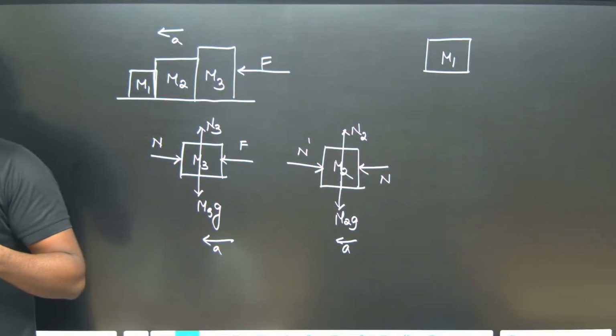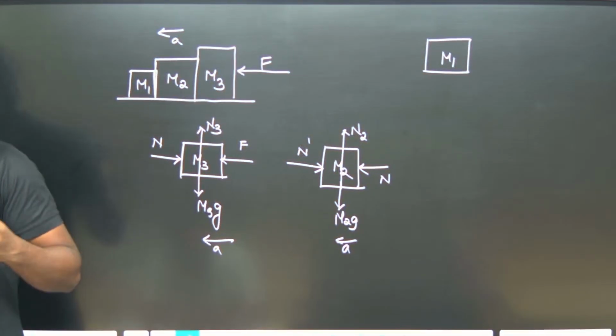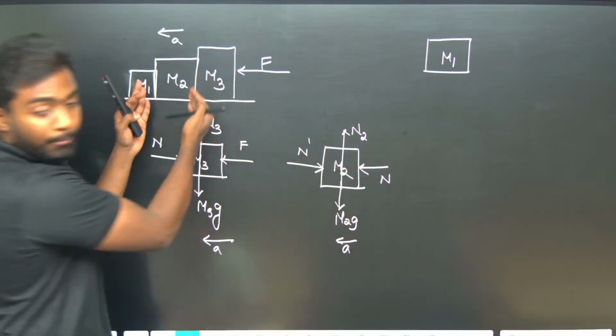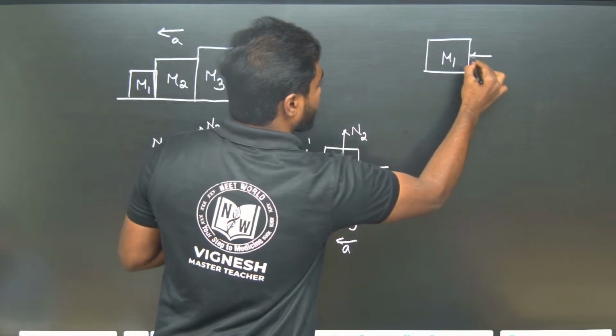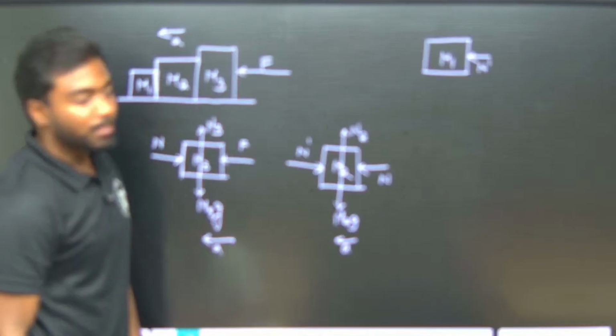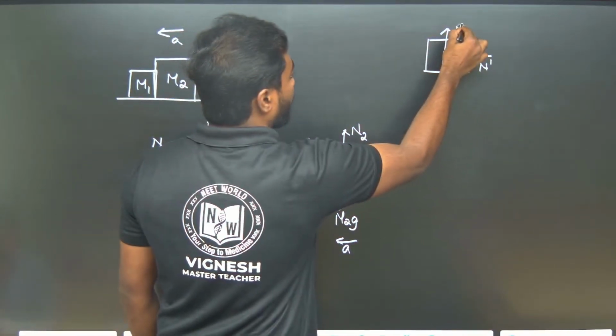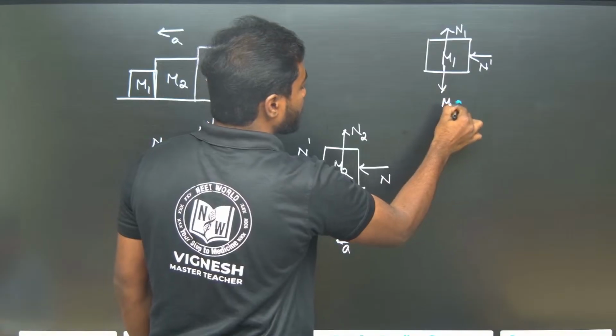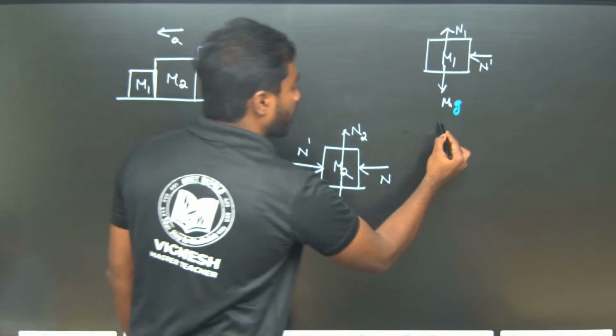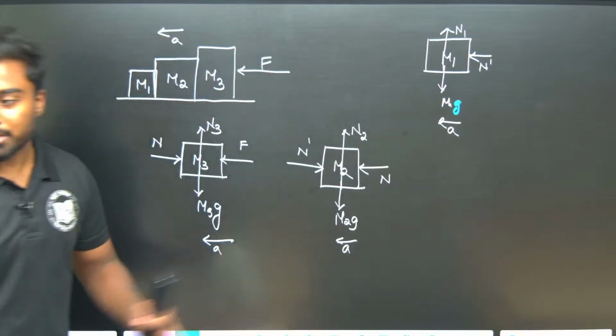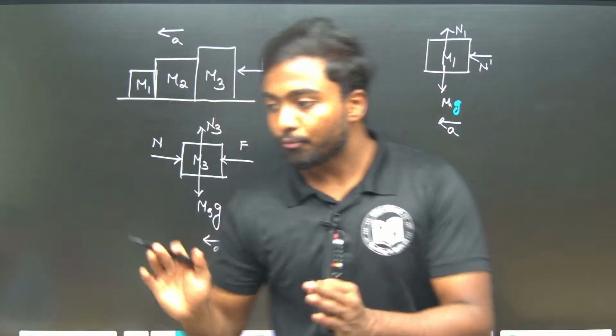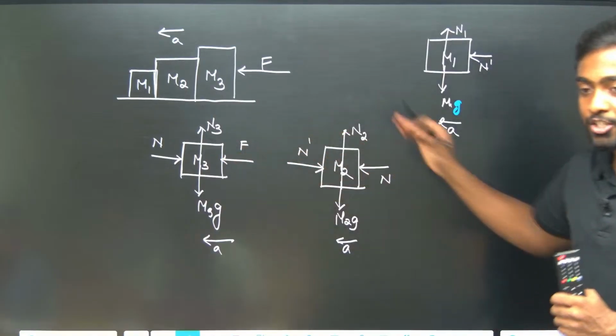Now one more thing is there. This is my M1. M1 will have a normal force, N dash, exerted by M2 in this direction. The normal force for M1 will be N1 and its weight is M1G. Acceleration will be in this direction. So can I write the equation now? It is easy. Now we have got every force acting on each block.